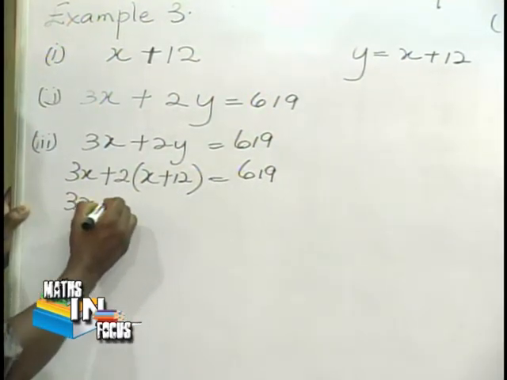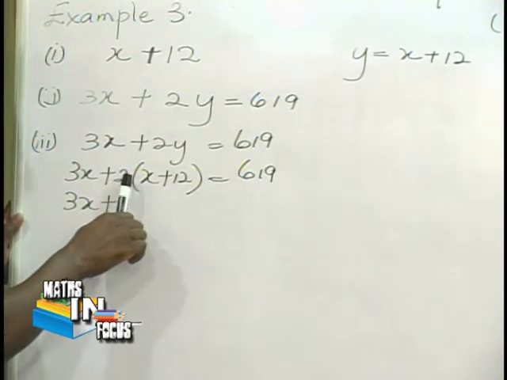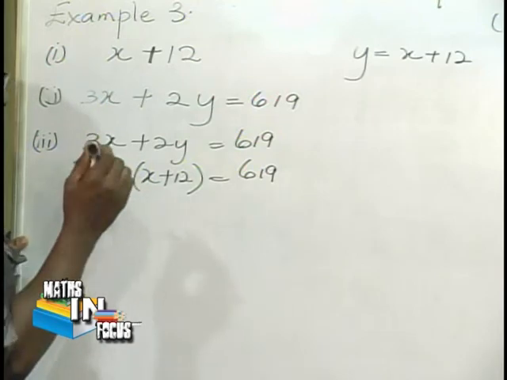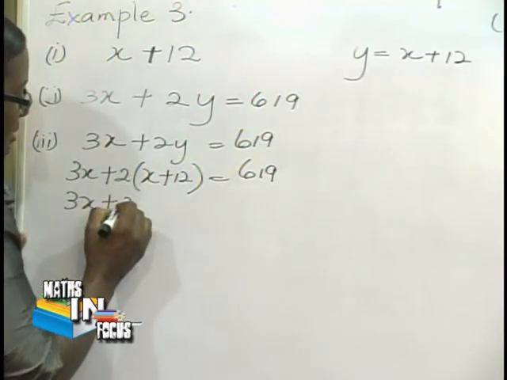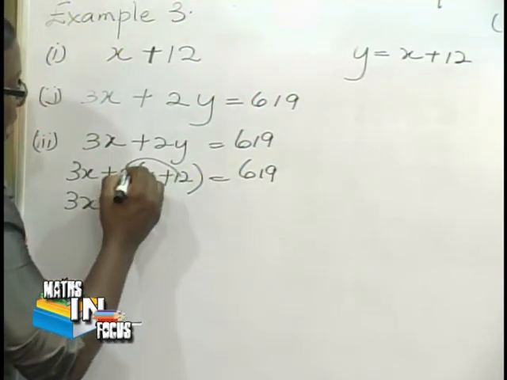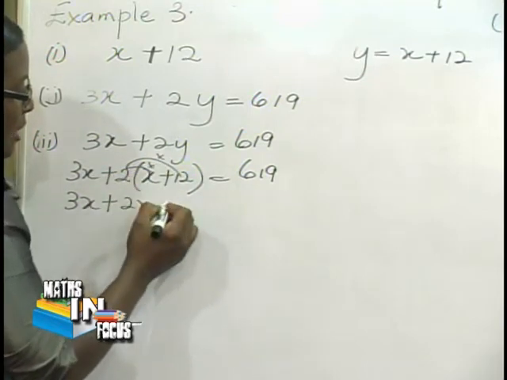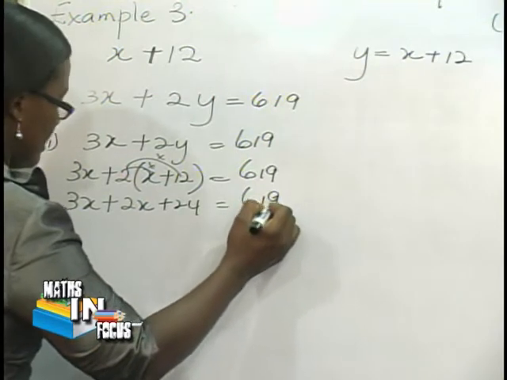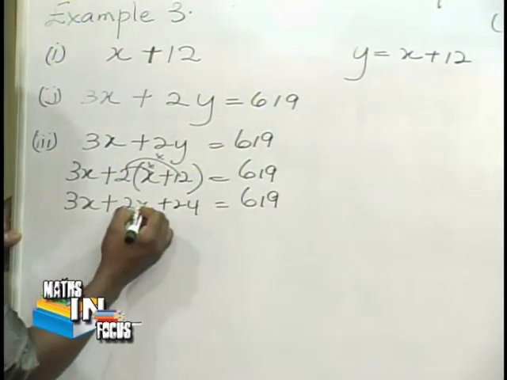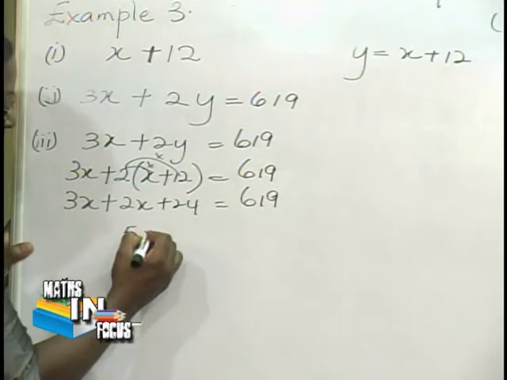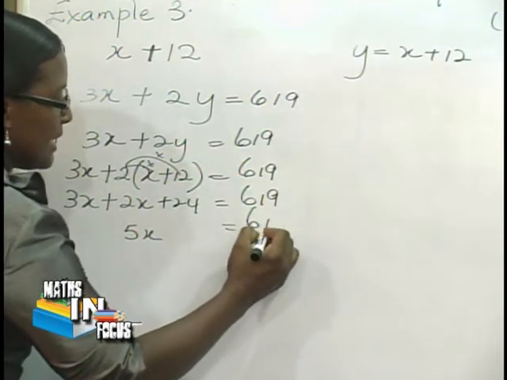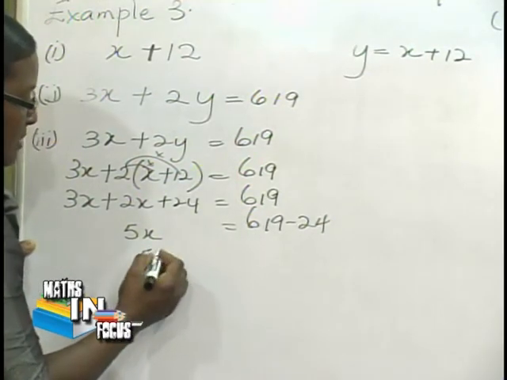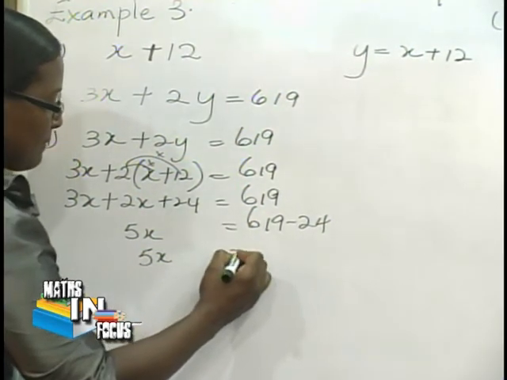3x plus, this 2 is distributed over the x and the 12, not the x alone. 2 multiplied by x, 2x. 2 multiplied by 12 would give us 24, equals 619. Let's group. 2x plus 3x would give us 5x. 5x would be 619, take 24. When we take 24 from 619, how much are we left with?